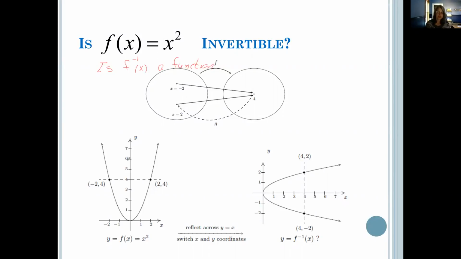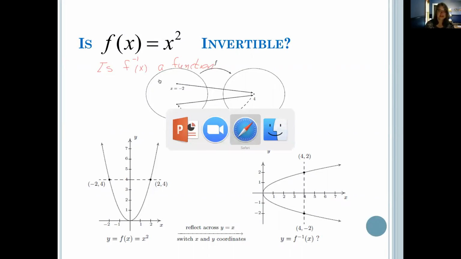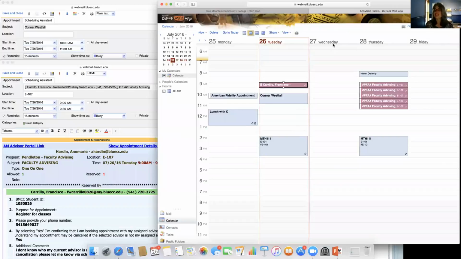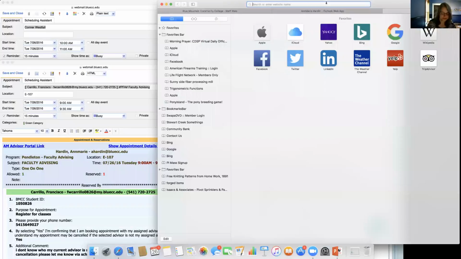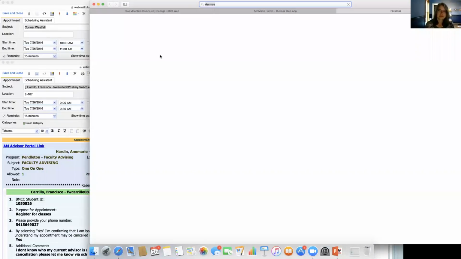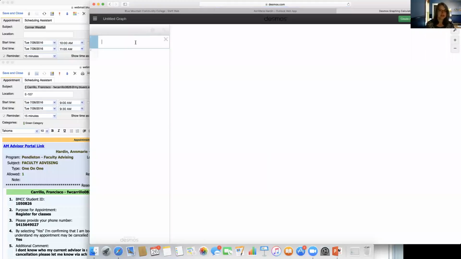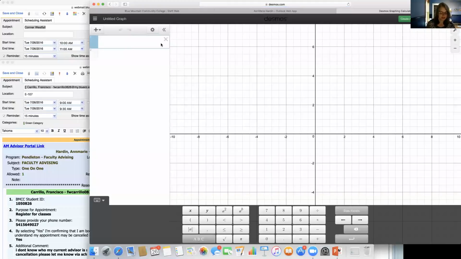Given what I told you, let's open up Desmos here, which I neglected to do. I'm sorry about that. Let me maximize this. I'm going to do a couple of things here. I'm going to go ahead and put on here the function y equals x squared.